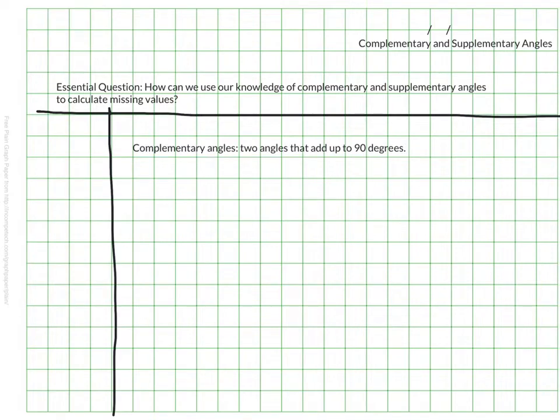So complementary angles are, of course, two angles that add up to 90 degrees, and that means they make a nice right angle. Supplementary angles are two angles that add up to 180 degrees, so together they make a straight line.